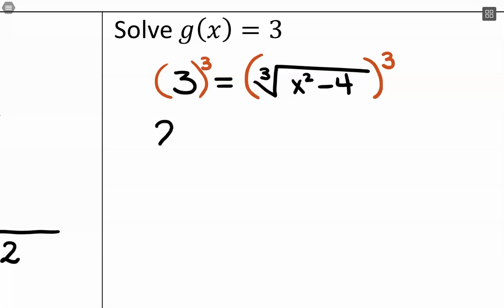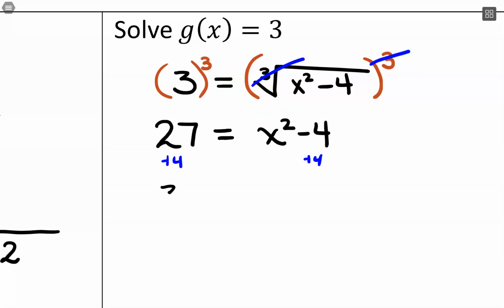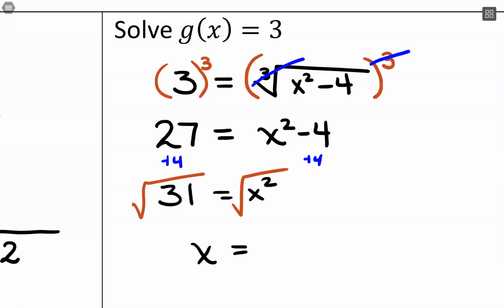On the left-hand side, that'll give me 27 equals, and over here, that cube root and cube exponent cancel out, so we'd have x squared minus 4. I can use my square root property here, meaning I'm going to isolate that x squared. I'm going to add 4 to both sides. So 31 equals x squared. I'm going to take the square root of both sides, which will give me x equals, since I took the square root of both sides, plus or minus square root of 31.